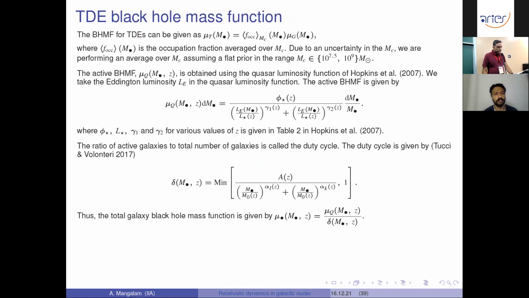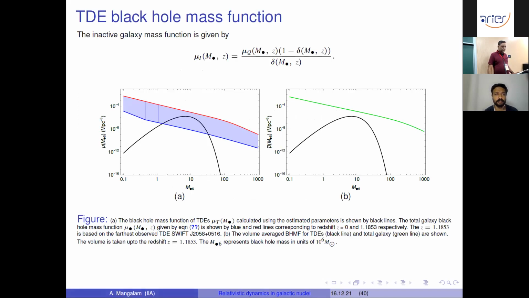So with this, you now know the Schechter parameters. You can now calculate the TD black hole mass distribution. That is the number of black holes which are participating in TDs. So that depends on the activity. So there's an activity fraction which has to be included over and above the occupation fraction. So that is called a duty cycle.